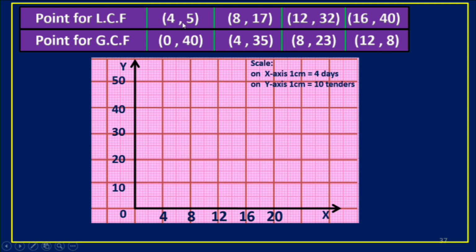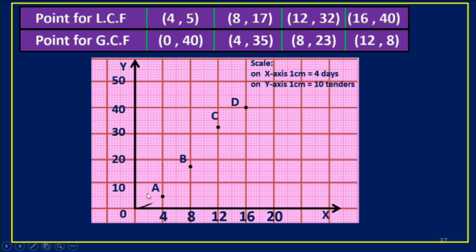Now what is the first point here? Yes, it is 4, 5. Next point 8, 17. 17 will be after 10, the 7th line. So here is the point. The first point is named A and the second point is named B. Third point 12, 32. 12 is here, 32 is after 30, the second line. Next, the fourth point 16, 40. The point is taken as D here.